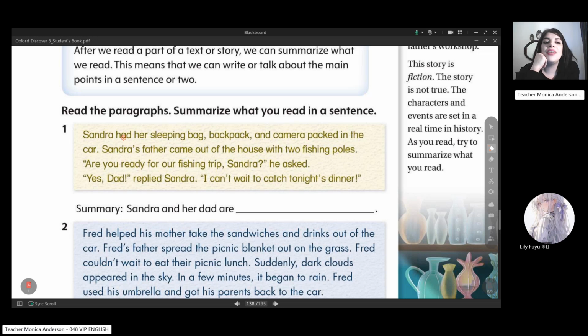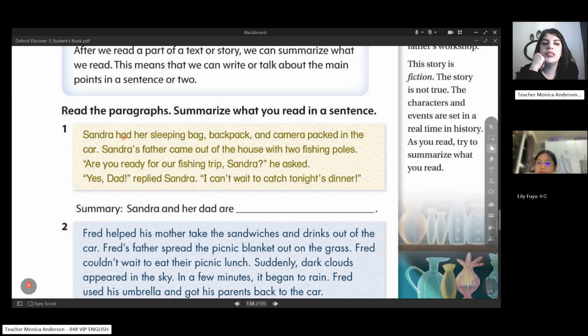So Sandra and her dad are what? If you want to give a summary, like a short one, just the main points. Sandra and her father go fishing. Are going fishing, of course. So yeah, are going fishing. Yeah, very good.